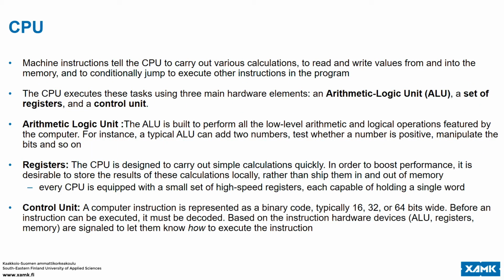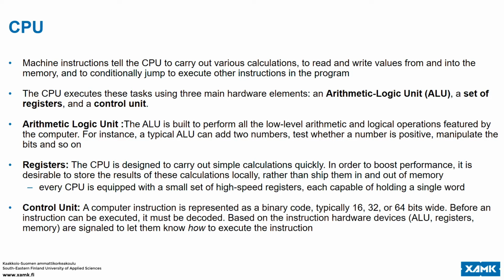The machine instructions that the CPU can execute, well, they can perform many things. They can do some calculations, they can read and write values to and from the memory, and you can also conditionally jump some lines of binary code to execute other instructions or other parts in the program.